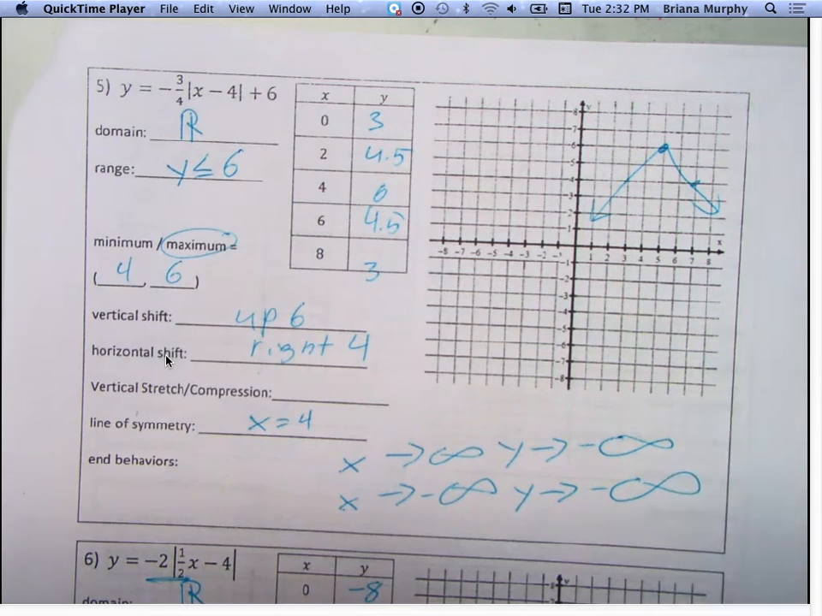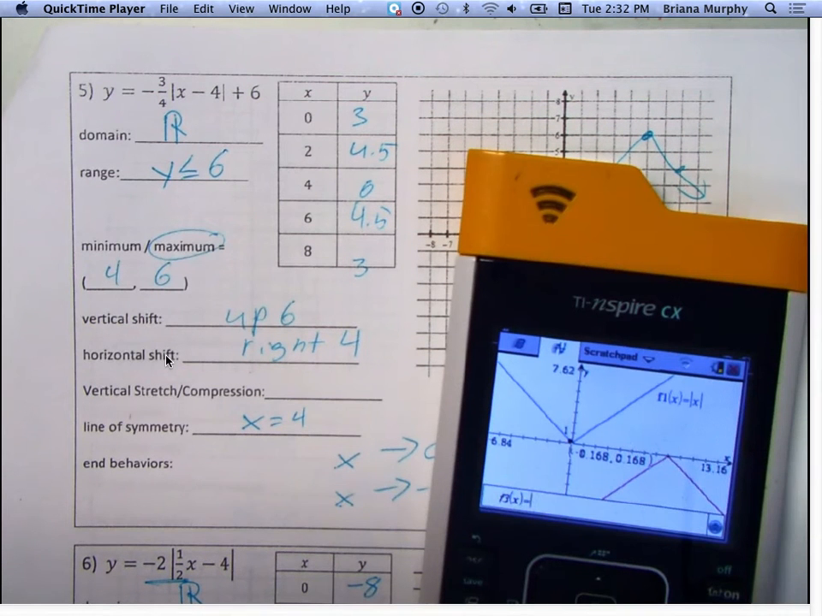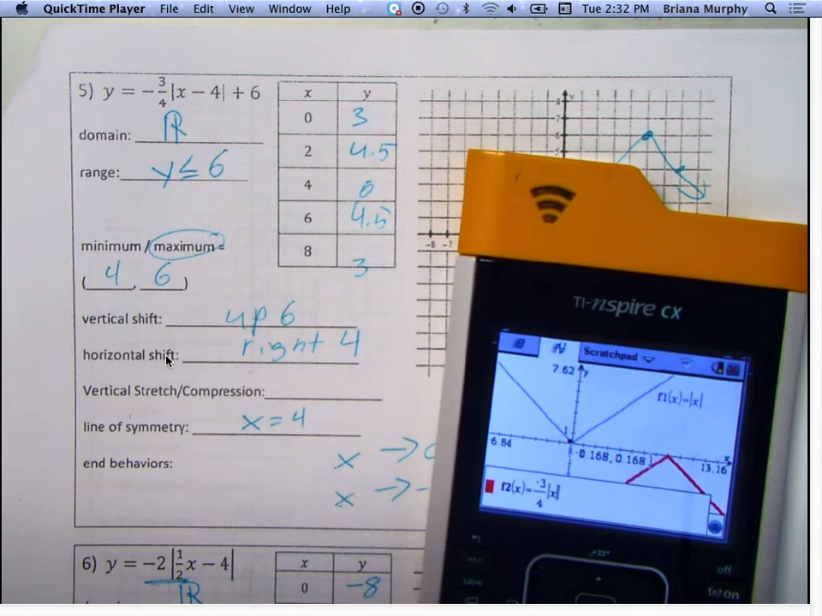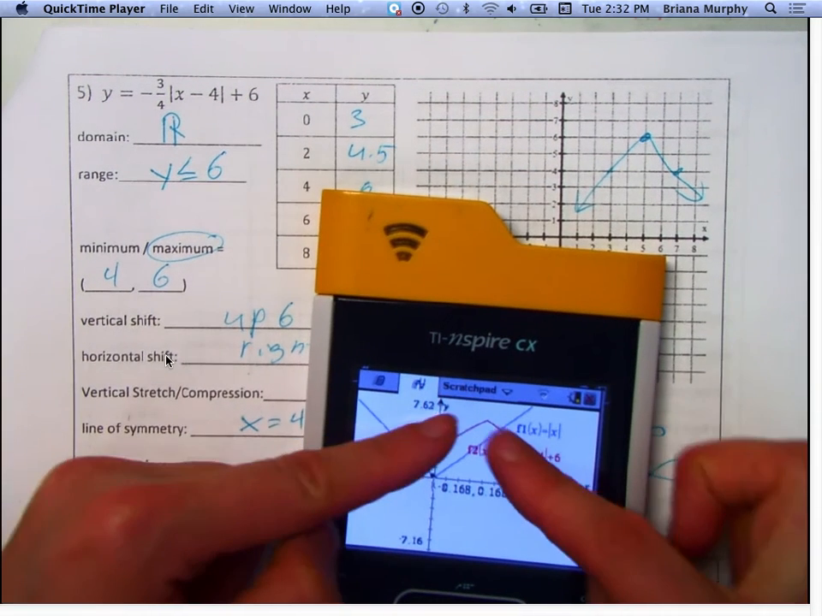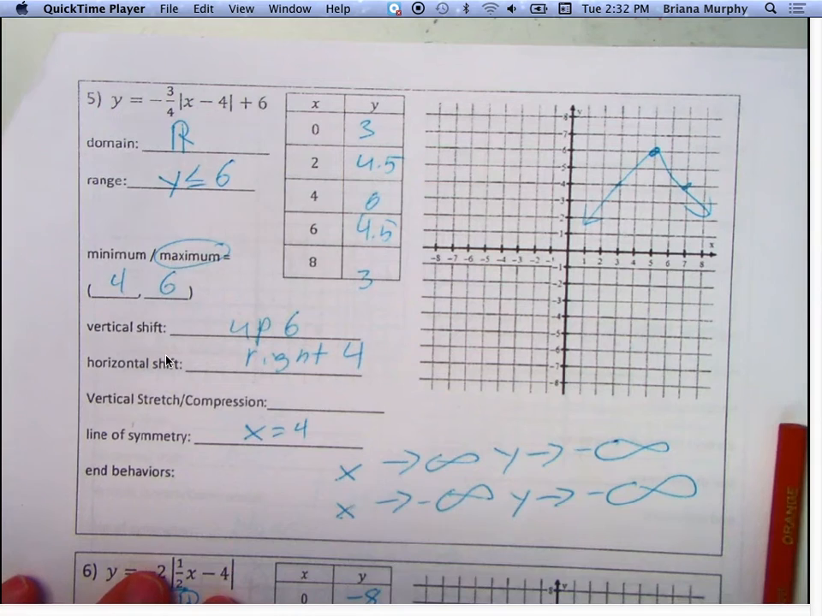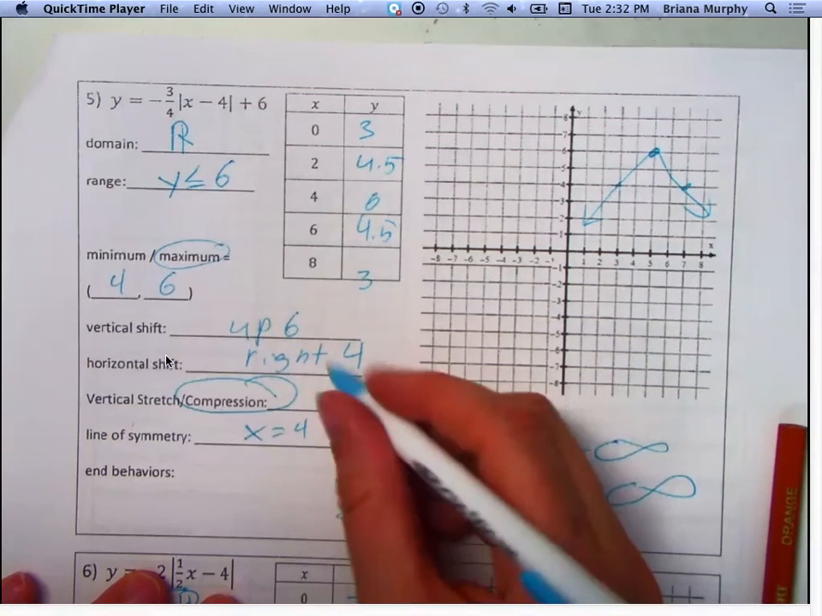Okay, so let's plug this into the graph, and we should be able to see a better difference here. So I've got negative 3/4 times the absolute value of x minus 4, plus 6. Look at that. Doesn't that look way wider? That's compression. So it is compression. So if it gets wider, it's compressed.